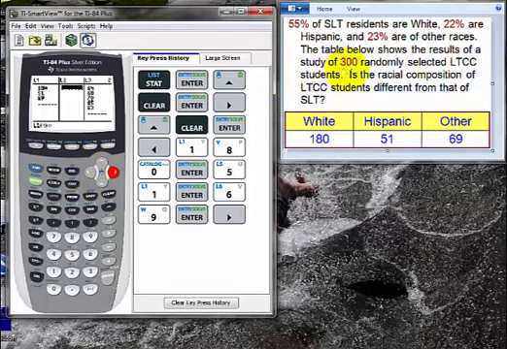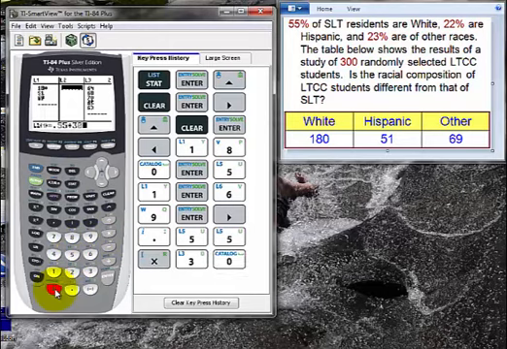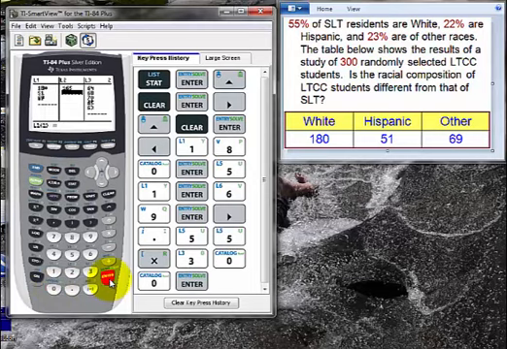Notice we had 300 students total. That was our sample size. And we expect 55% to be white if LTCC follows the same distribution as South Lake Tahoe. So 55% of 300 I find by typing 0.55 times 300. Hit Enter. And notice that's 165.